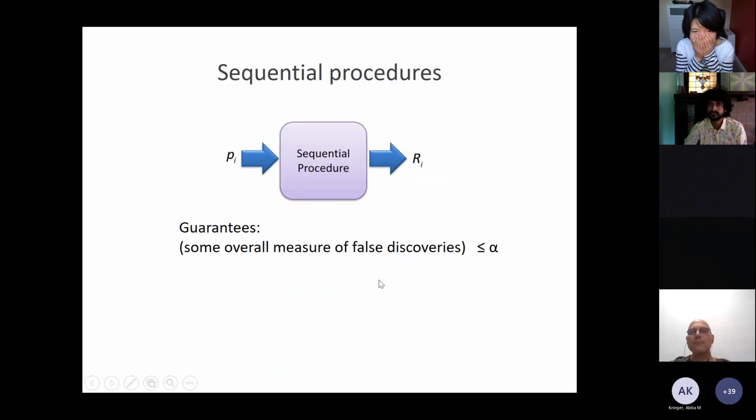Okay. So just to be clear, what I mean by a sequential procedure is that every time I see a testing problem, say a p-value, but we can think more generally, I have to do something and give an answer to this testing problem. So I cannot wait until all the testing is done before I give an answer. And I want to do this while maintaining that some overall measure of false discovery is controlled.